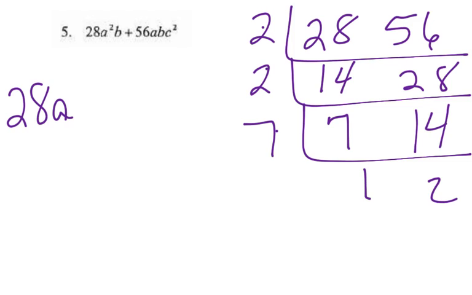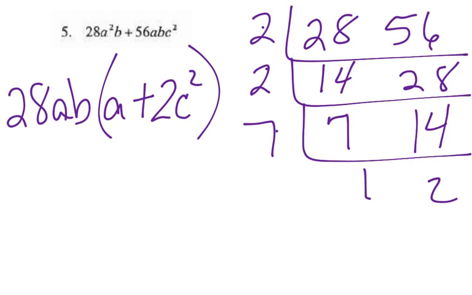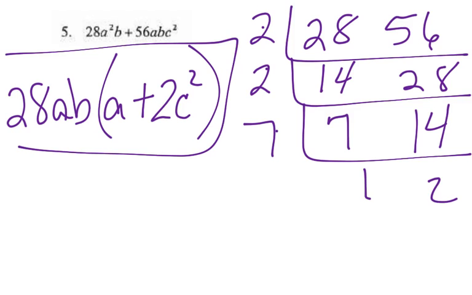They both have an a, they both have a b. 28 divided by 28 is 1. A squared becomes a, and the b goes away. Plus 56 divided by 28 is 2. A cancels, b cancels, c squared has to come down. Remember, if there is a variable that was not pulled out but shows up, it has to come down. This is your answer.